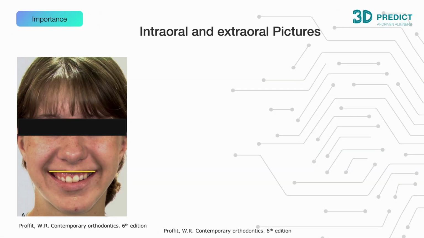When you acquire a smile picture, you can observe several things, such as the amount of incisor display, any cants, such as with this patient, amount of gingival display, so the gummy smile that this patient also presents, midline deviations, buccal corridors, tooth proportions to align with the golden rule, etc.